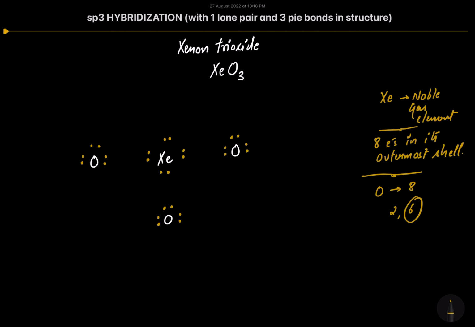Now all the oxygen atoms will make 2 bonds with xenon. So that's the first bond of the first oxygen, and that's the second bond of the first oxygen. Now that's the first bond of the second oxygen, and that's the second bond of the second oxygen. Now it's the first bond of the third oxygen, and that's the second bond of the third oxygen.